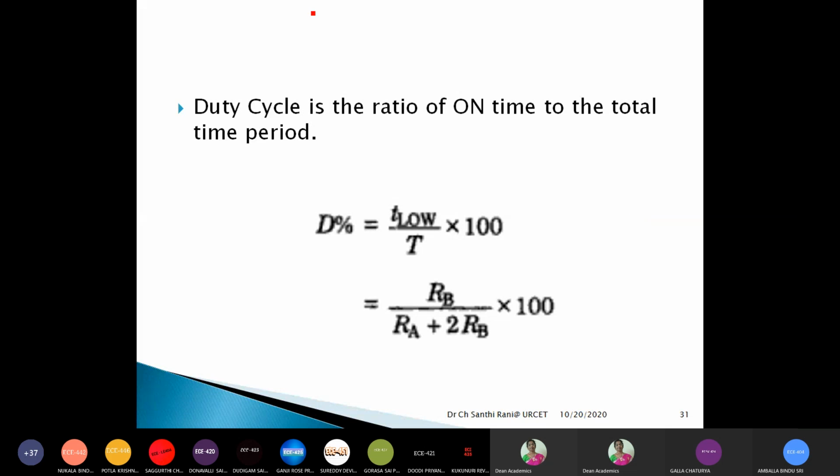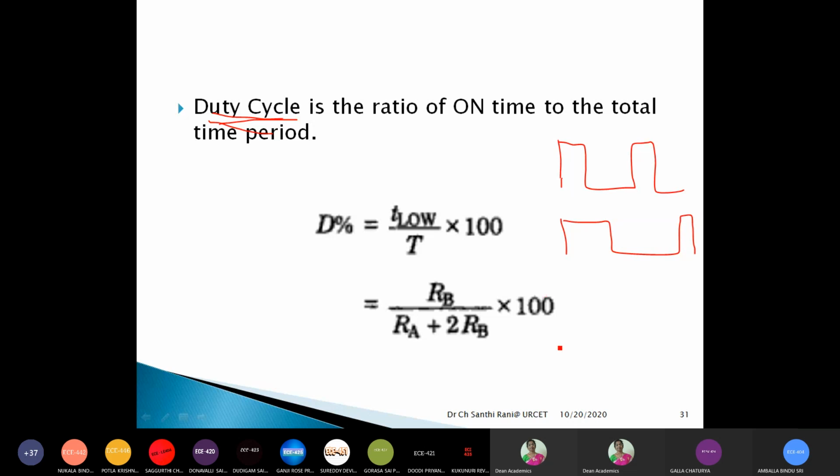Now, because it is the output, we can also calculate another term, that is duty cycle. So, what is this duty cycle? I think whenever we talk about square wave or rectangular wave, we talk about duty cycle, right? I think this is one type of square wave, and this is another type of square wave.